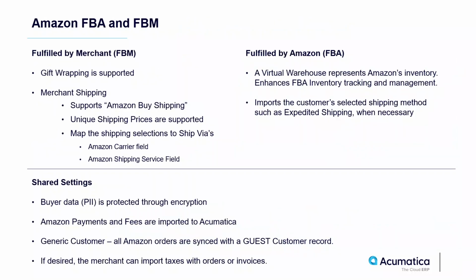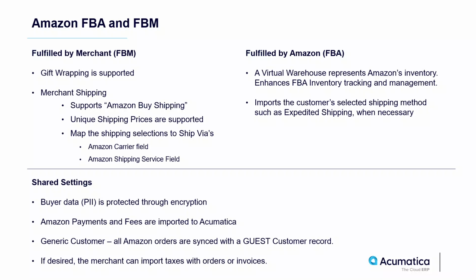Now, just in summary, we have different settings for FBA orders and FBM orders. Like I mentioned, gift wrapping is supported for FBM. Also, there's the merchant shipping that's supported. I didn't mention before, but we also support Amazon Buy Shipping. Amazon offers a service where they will allow you to use shipping labels that they produce. Because Amazon's huge, they're getting really good deals on the shipping. That information will pass into Acumatica so that you can produce those labels on your FBM items. And then if a customer purchases, let's say, expedited shipping, that additional information is going to flow in and map to the appropriate ship vias inside the ERP.